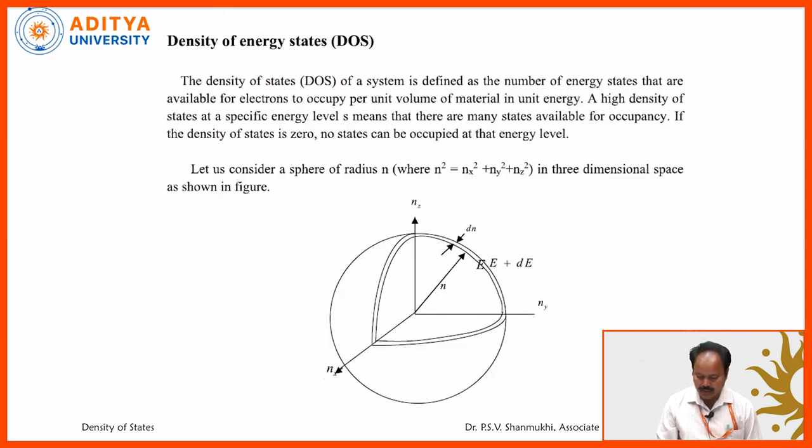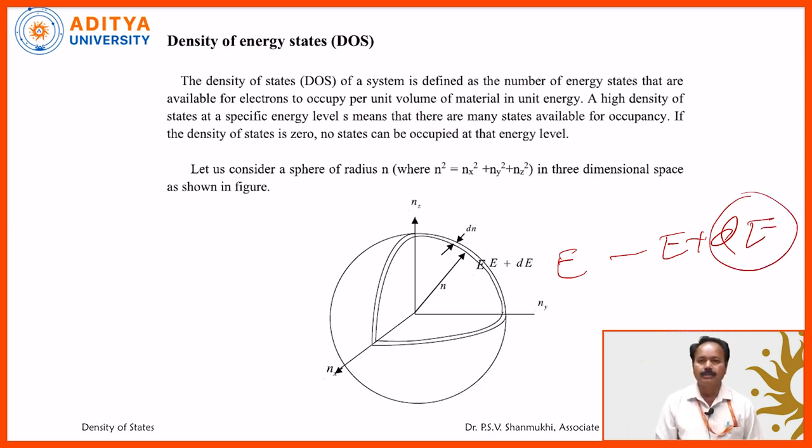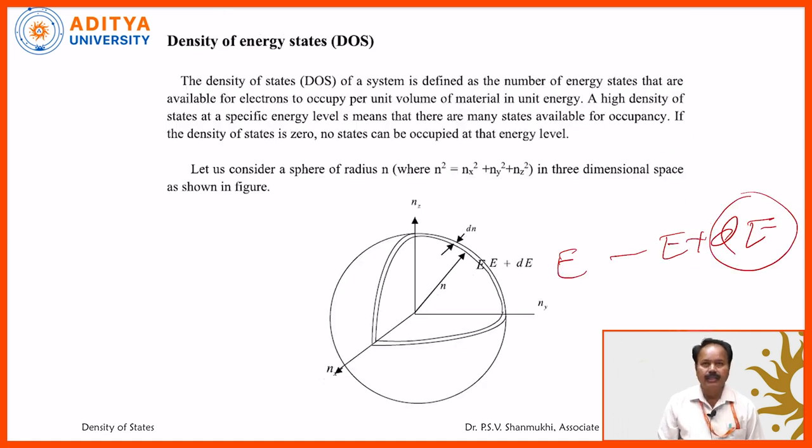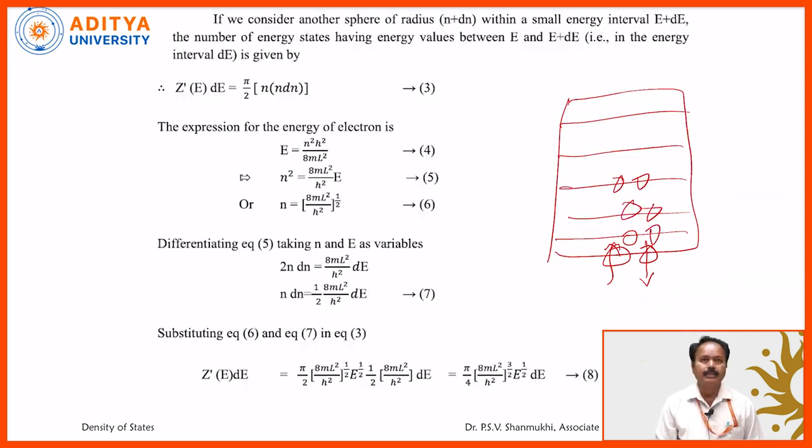Here, the density of states is defined as the number of energy states available from the energy E to E plus dE. That means in the energy range dE, how many states are available to be occupied by the electrons. For that, the density of states is given by Z of E dE. From the energy E to E plus dE, the density of available energy states is given by Z of E dE.